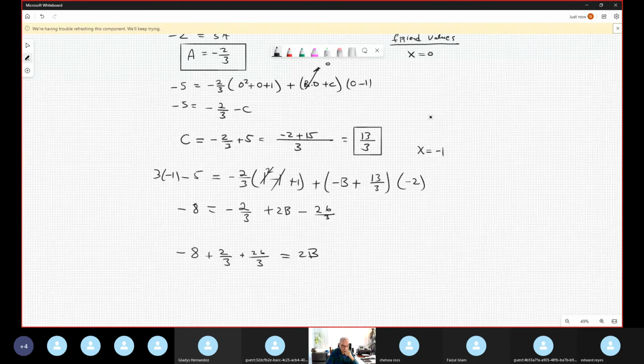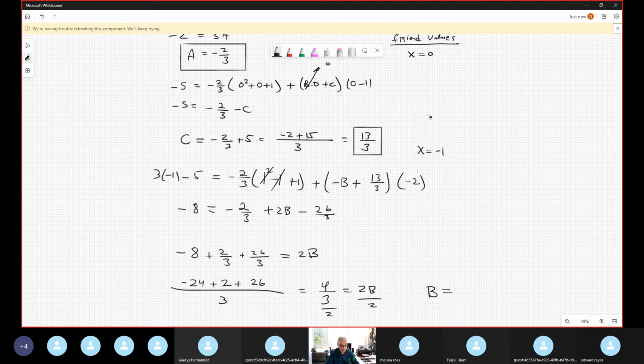And we combine. LCD is 3, so negative 24 plus 2, yeah, plus 2 plus 26, no? Okay, so 26 minus 24 is 2, and 2 plus 2 is 4, equal to b, divided by 2 both sides. It's obvious that b alone is 2/3, because it's division, no? So 4/3 divided by 2 over 1 is 4/3 times the reciprocal 1/2, 4 divided by 2 is 2/3.